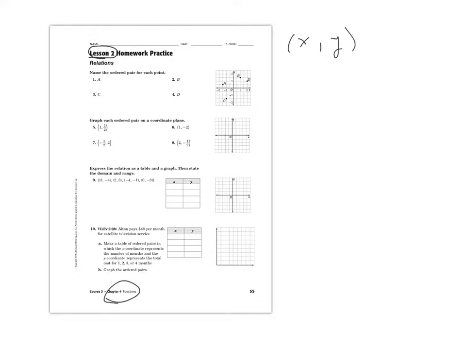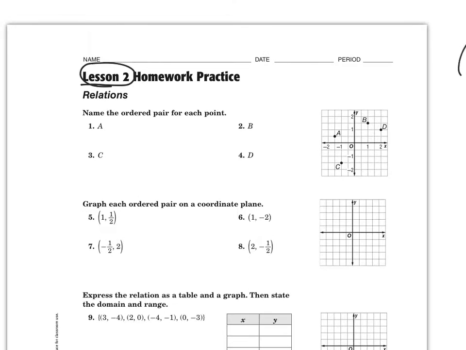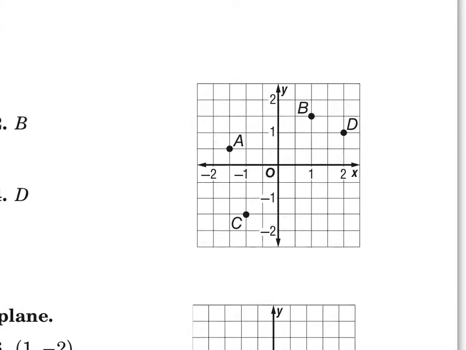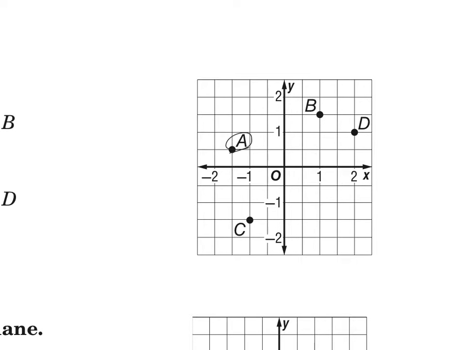So if we were to name the ordered pair for problem number 1, which is for the letter A, we would look at the graph for the letter A, and we would count on the x-axis and on the y-axis the address for the letter A. So if we go back 1, 2, 3 units, you can see that this letter A is on this vertical line, and this vertical line is between -1 and -2.